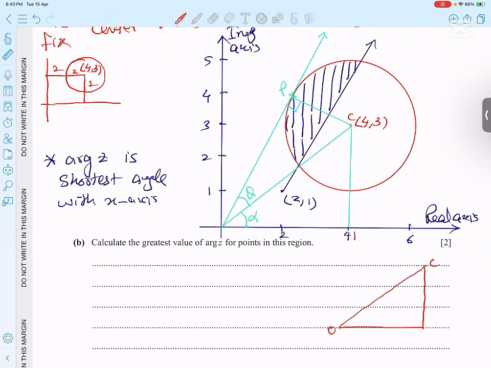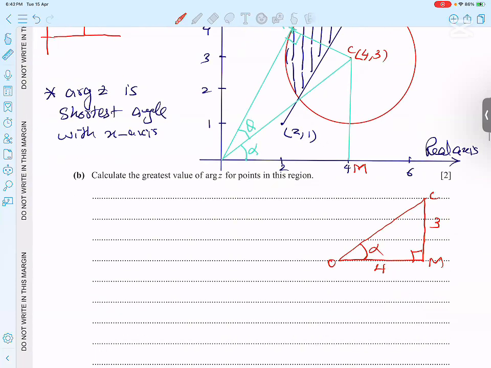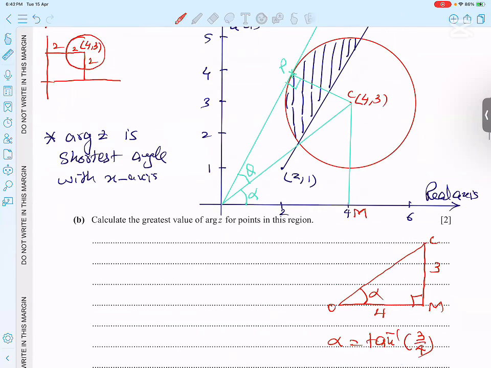CO, and that call as M. This is a 4 and this is a 3 and this is alpha. So not hard to get it. Alpha is equal to tan inverse opposite by adjacent. So I will get this angle. Okay, what about the other one?